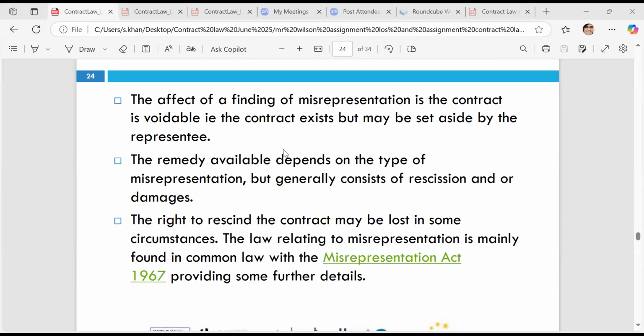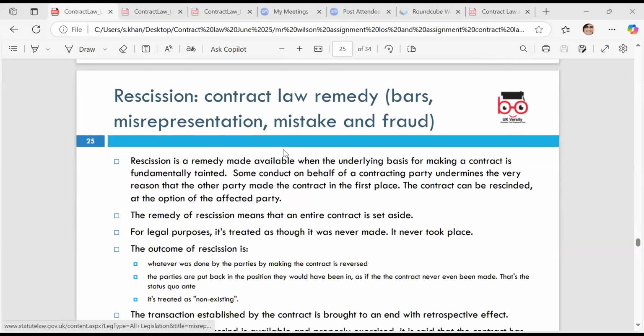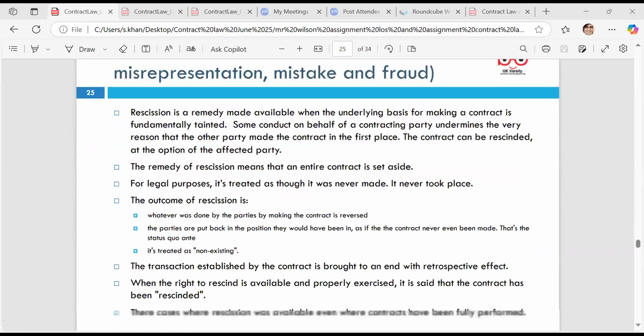Right. Rescission is a contract law remedy for misrepresentation, mistake, and fraud. Rescission is a remedy made available when the underlying basis for a contract is fundamentally tainted. Some conduct on behalf of a contract party undermines the very reason that the other party made the contract in the first place. The contract can be rescinded at the option of the affected party.